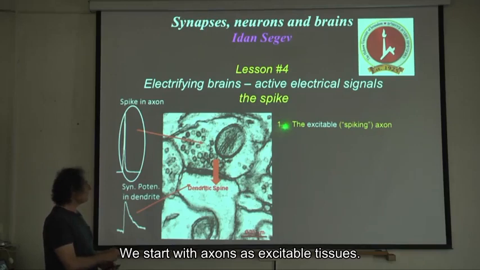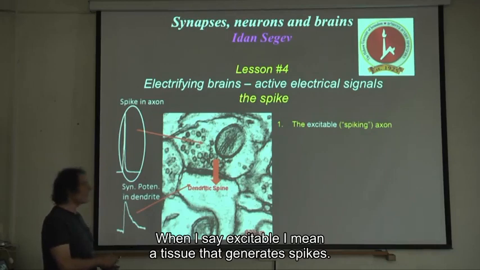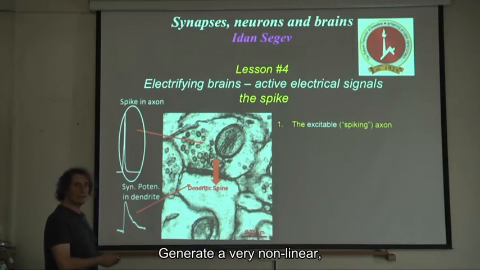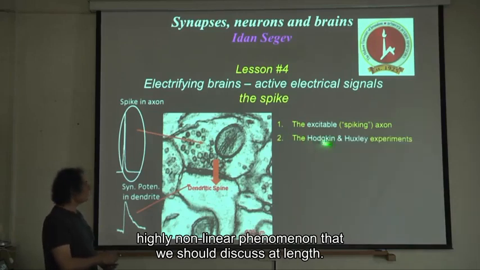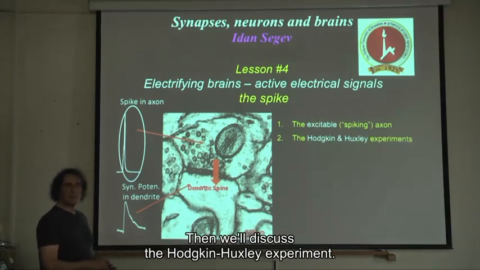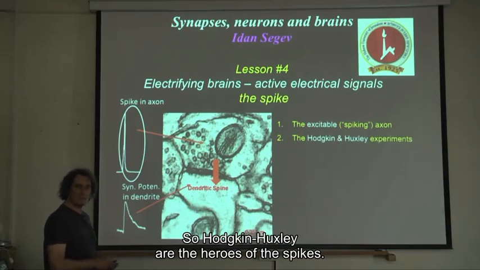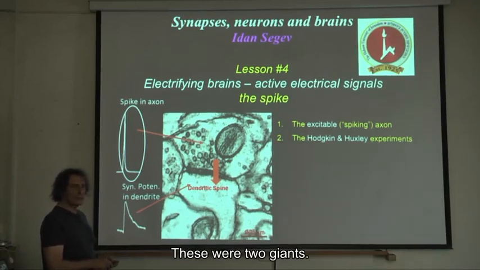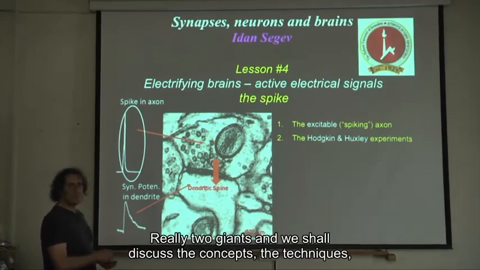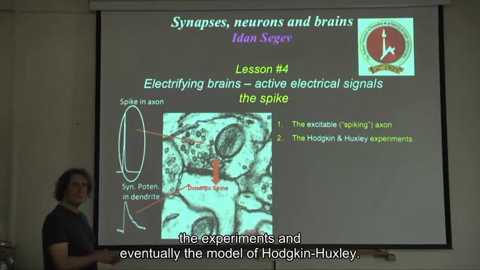We'll start with axons as excitable tissues. When I say excitable, I mean a tissue that generates spikes, a very nonlinear, highly nonlinear phenomenon that we shall discuss at length. Then we'll discuss the Hodgkin-Huxley experiments. So Hodgkin-Huxley are the heroes of the spikes. We shall discuss Hodgkin-Huxley a lot. These were two giants, really two giants. And we shall discuss their concepts, the techniques, the experiments, and eventually the model of Hodgkin-Huxley.